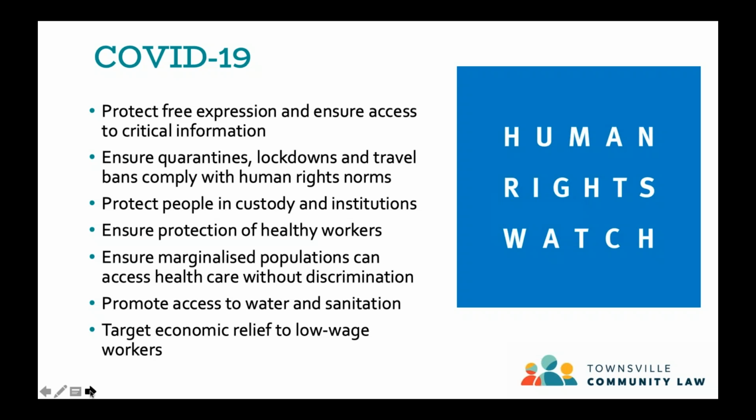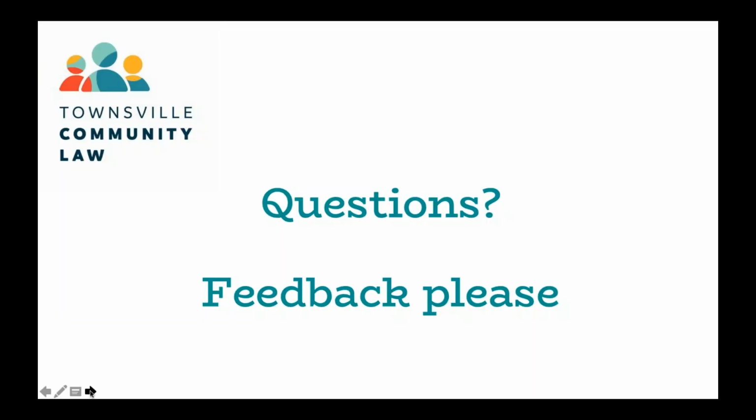We clearly need to ensure the protection of healthy workers, and marginal populations are very, very much at risk, and we've seen a lot of measures to try and keep the virus out of the Northern Territory for those vulnerable populations of Aboriginal and Torres Strait Islander persons. But even promoting access to water and sanitation. We've all been joking about the access to hand wash and toilet paper. These are basic human rights. We also need to be thinking about low wage workers. So that's Human Rights Watch's take on it so far.